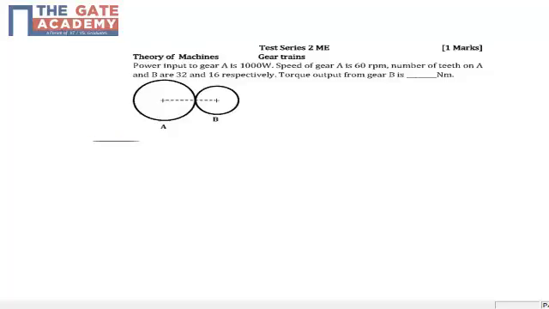Let's discuss a question from theory of machines, a question on gear trains. The power input to gear A is 1000 watts and the speed of gear A is given. The number of teeth on A and B are given, and the torque output from gear B is requested. Now this is a question where you have to remember two or three things.